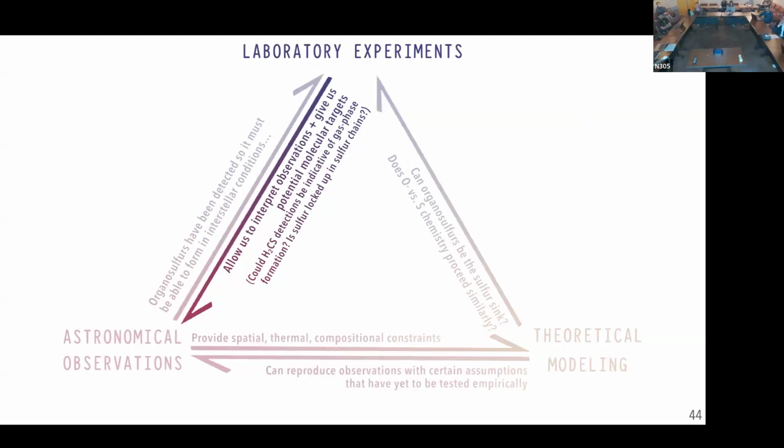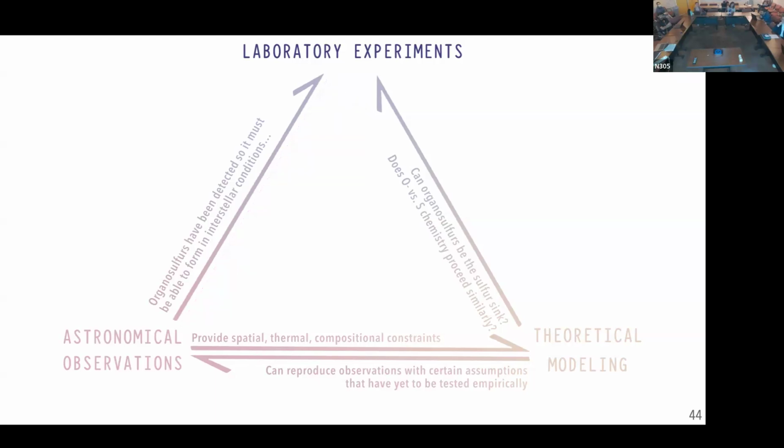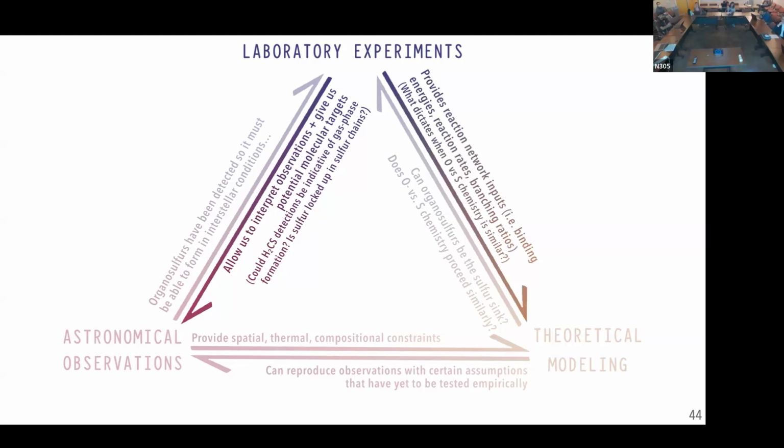I wanted to basically highlight in terms of the results, the laboratory experiments allow us to interpret observations and give us a potential molecular target to look at. So one of the things that we are going to look at is could thioformaldehyde be indicative of gas phase formation, and could it be locked up in sulfur chains? And my experiments give us reaction rate network inputs. And I want to apply those to the current gas grain reaction networks and see if I can reproduce what Loss and Caselli did with some of this data.